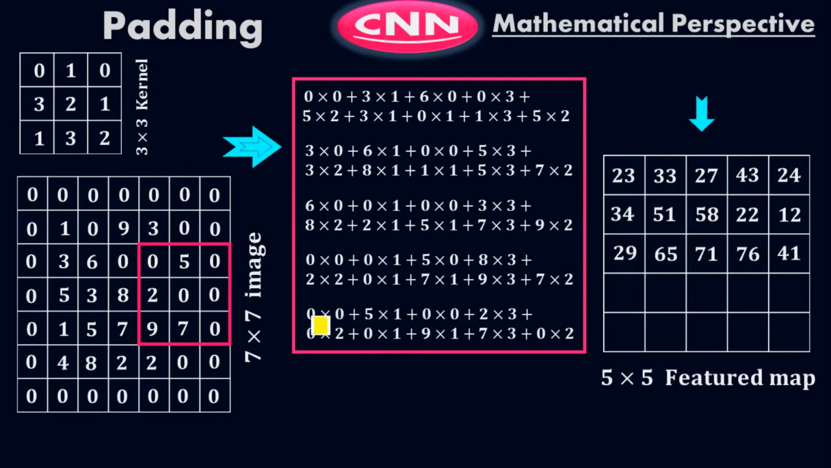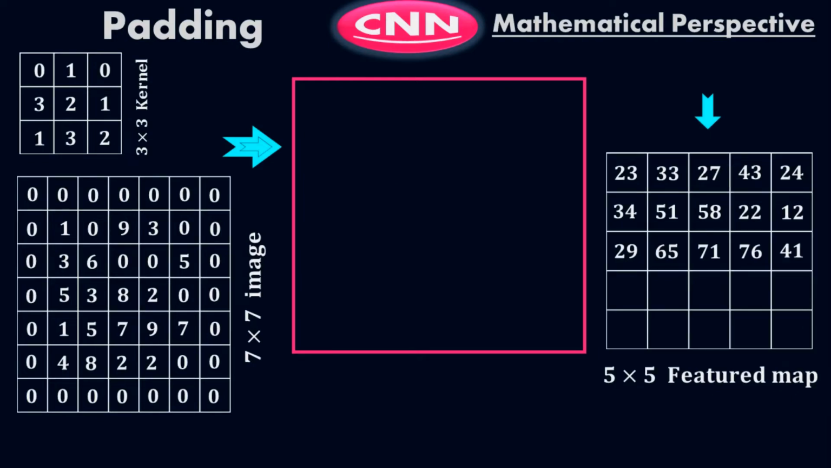0 times 0 plus 5 times 1 plus 0 times 0 plus 2 times 3 plus 0 times 2 plus 0 times 1 plus 9 times 1 plus 7 times 3 plus 0 times 2. It equals 41. And then leave the third row and start from here.